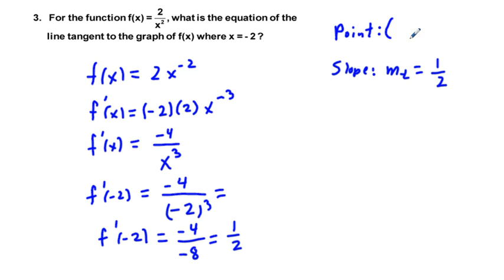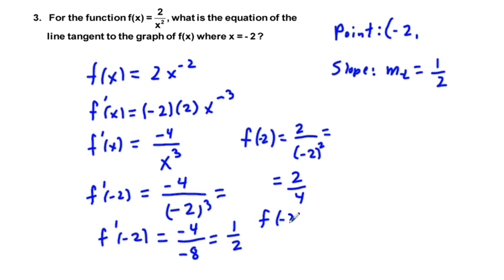And our point, well, I usually get the point first, but I forgot to do it this time. No harm done. We have negative 2, comma. Well, we're going to take f of negative 2, which is equal to 2 over negative 2 squared, which equals 2 over 4. So f of negative 2 equals 1/2. So our point is negative 2 comma 1/2.